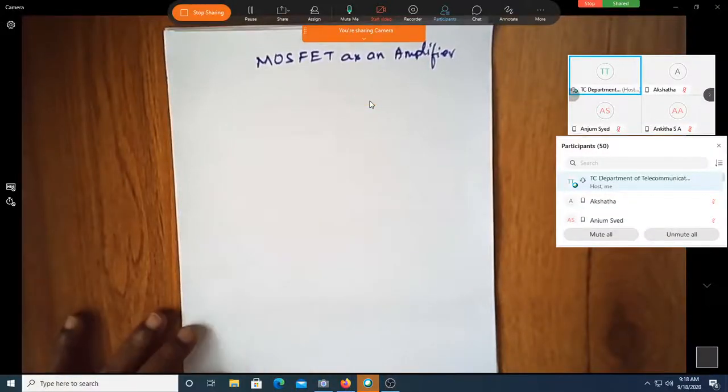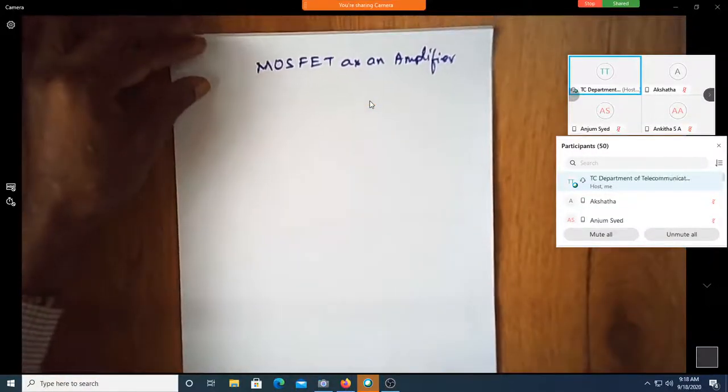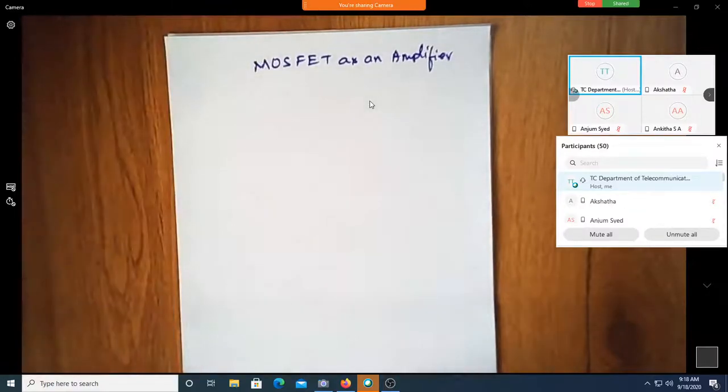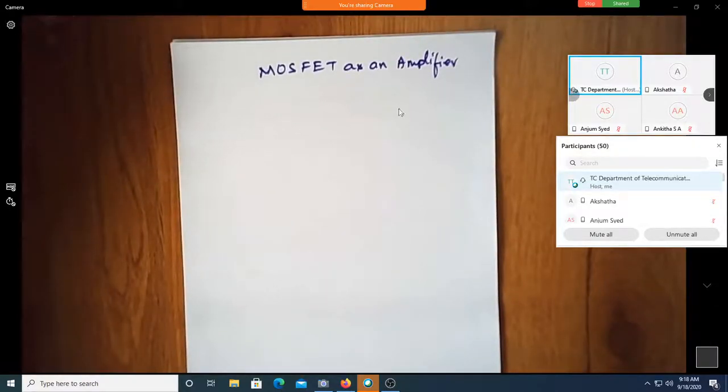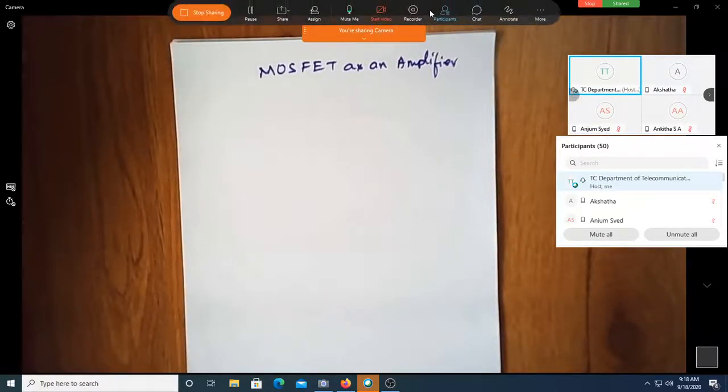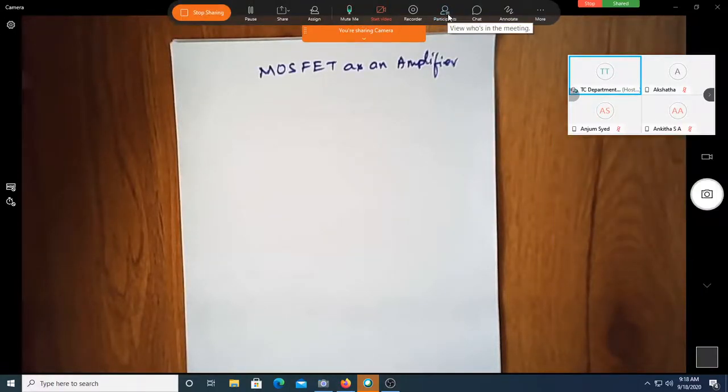MOSFET as an amplifier. Maybe in the last class or before that class we applied a sine wave signal, and we were able to see an amplified version of it, with a gain of I don't know whether it may be 3, 4 or 5. I don't remember that exact gain.